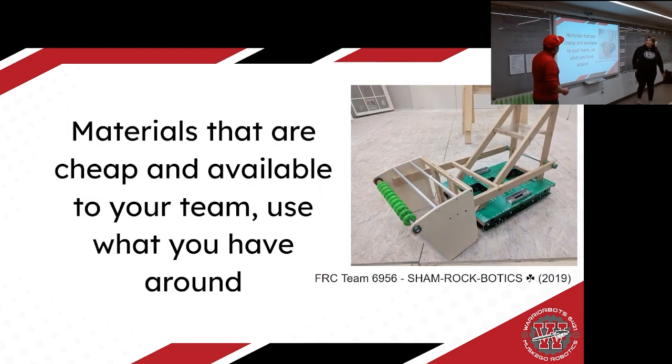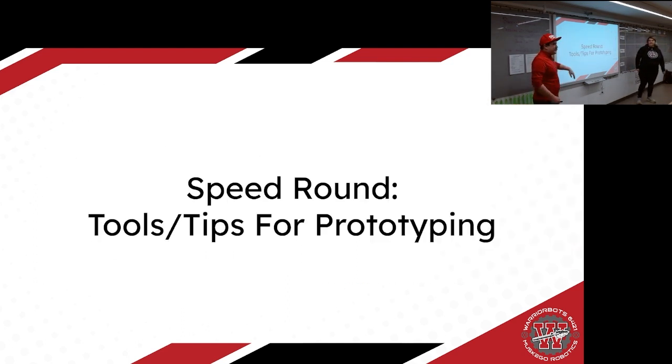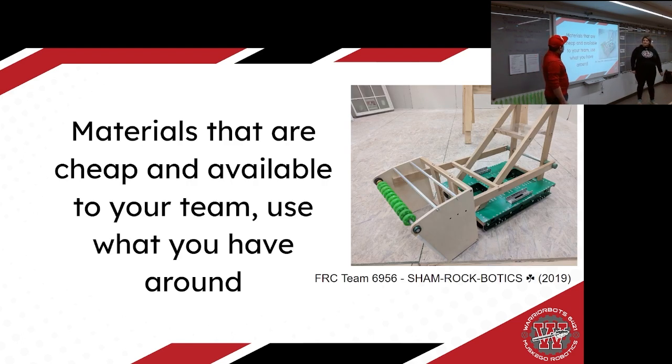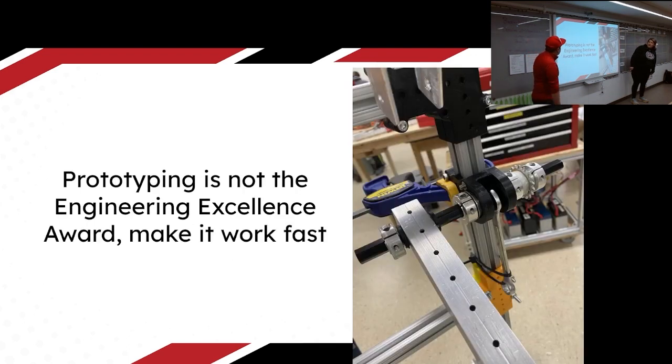Okay, so we talked about theory for a while, so this is some practical stuff. Prototype with materials that are cheap and available to your team. Use what you have around. For your prototyping, like I said, cardboard, wood, foam, like that pink insulating foam you can get from the hardware stores. It's cheap, it's easy to cut, it's sturdy. You can do a lot with that. Use the cheap stuff you have around. It doesn't need to be good. Prototyping is not the engineering excellence award.